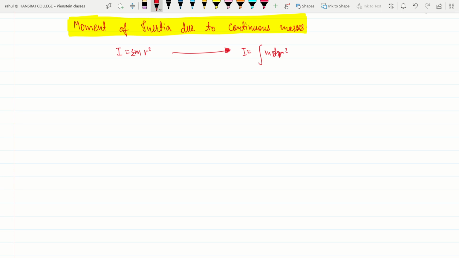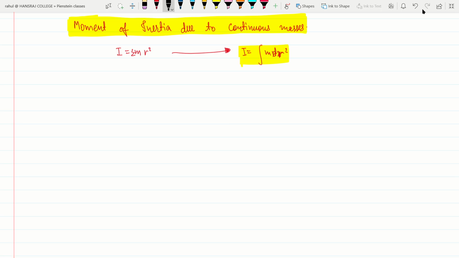So what are all these things? We will discuss part by part, and the most basic thing is we should be familiar with some basic integration to calculate moment of inertia due to continuous mass system.